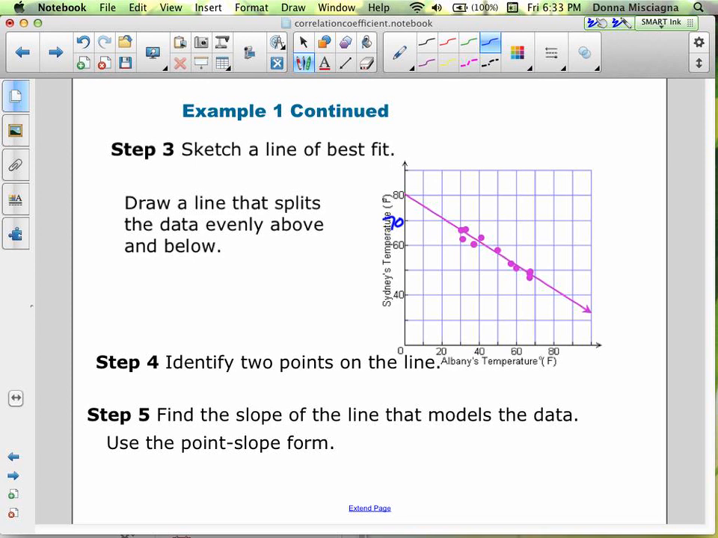Let's see. I'm going to take this point right here. That one's not too bad, because it's halfway. It appears to be halfway right there. Each one of these lines is 10, therefore that's 5. So that's 85 on the x, and on the y it's pretty good, it's 40. So 85, 40, that's one point. And then I need to find another.